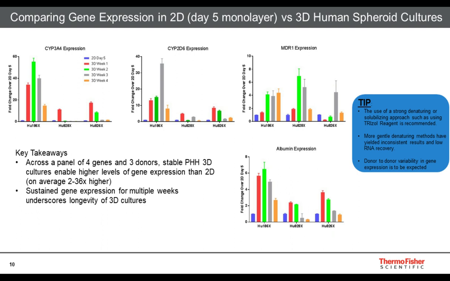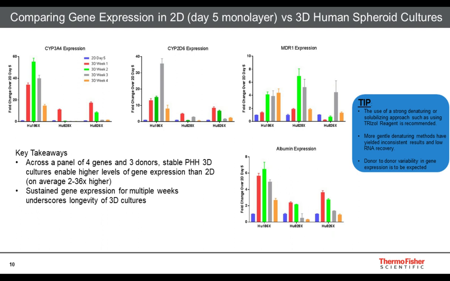Okay, so let's see how they work. Now we're looking at gene expression, in this case comparing relative to 2D cultures. These are the same lots of the same cells, either cultured in 2D at day 5, or in 3D at the indicated times, and we're looking 1 to 4 weeks out. We've got 3 different lots. Maybe it's a little hard to read, but those are 3 different lots of cells that we're looking at in parallel.